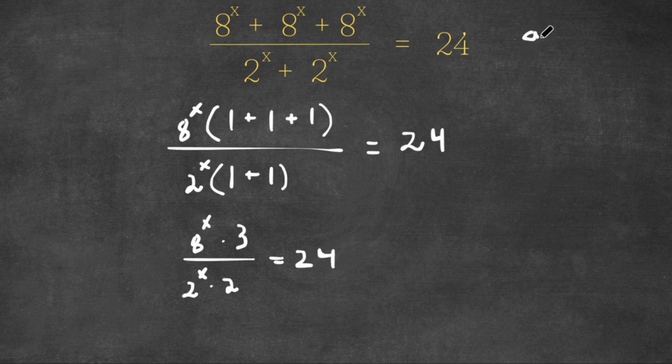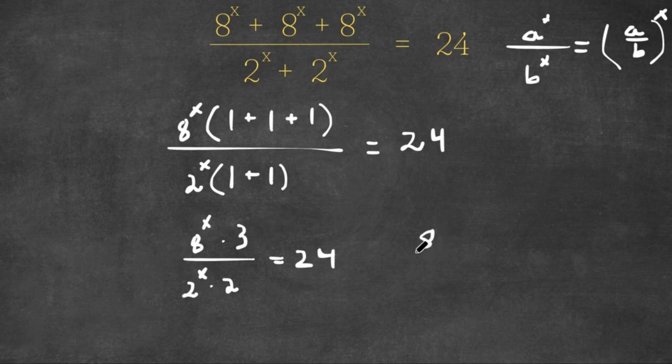Now if we have something in the form a to the power of x over b to the power of x, this is the same thing as a over b, to the power of x. So as you can see here, we have a to the power of x over 2 to the power of x. This is the same thing as a over 2 to the power of x. And we are multiplying this by 3 over 2. This is equal to 24.